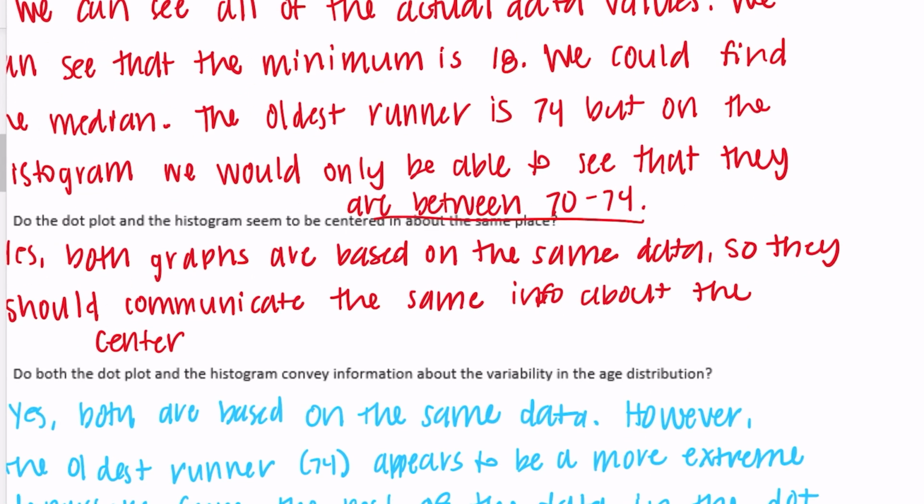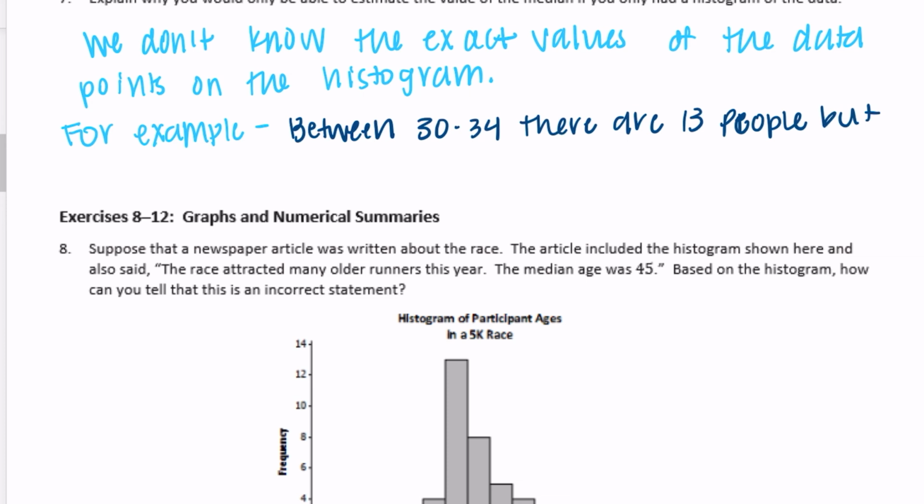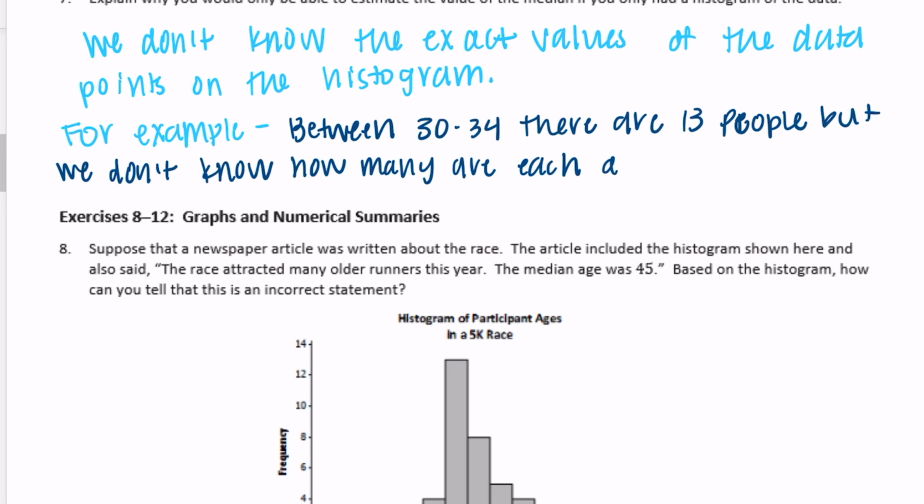Okay, so let's say, for example, between 30 to 34, there are 13 people, but we don't know how many are each exact age. So like 31, 32, 33, etc.